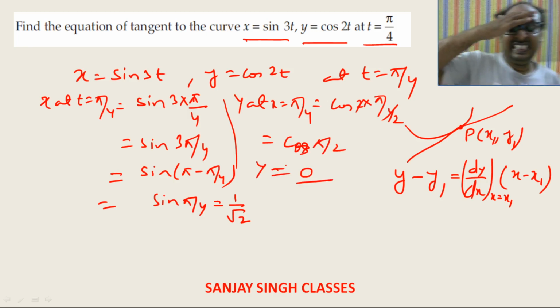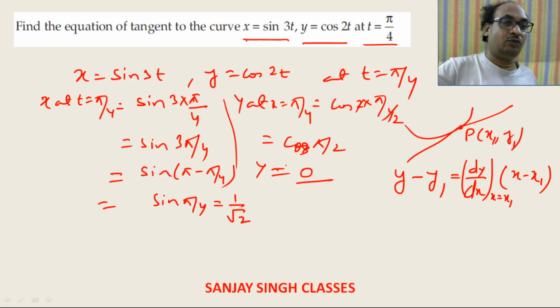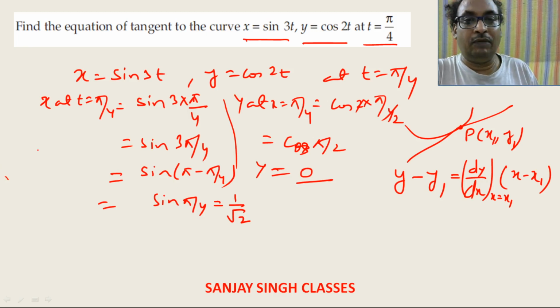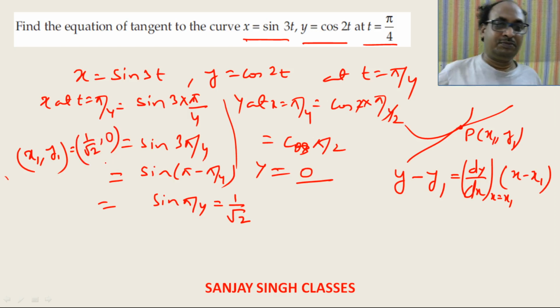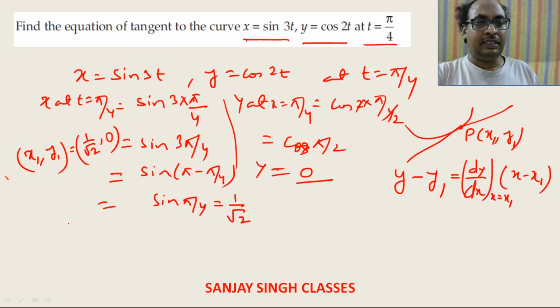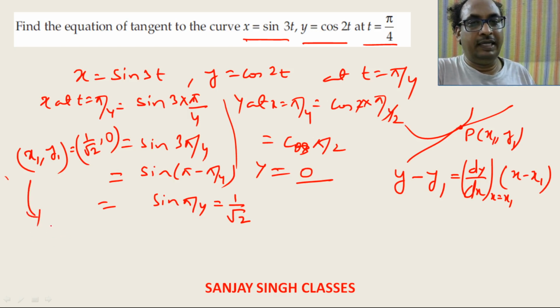Now we need to find dy by dx. We have already found x1, y1, which is 1 by root 2 and 0. Very good. Now we need to find dy by dx first.